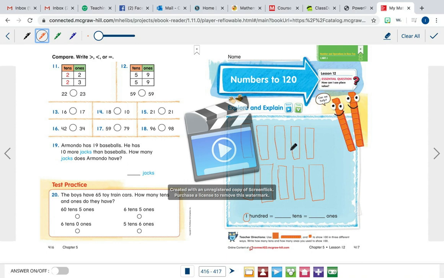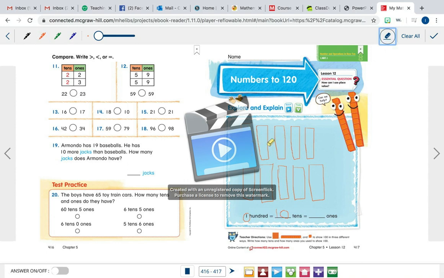Anyways, how many tens did it take to get to 100? Let's count. 1, 2, 3, 4, 5, 6, 7, 8, 9, 10. So, in order to get to 100, we need 10 tens.